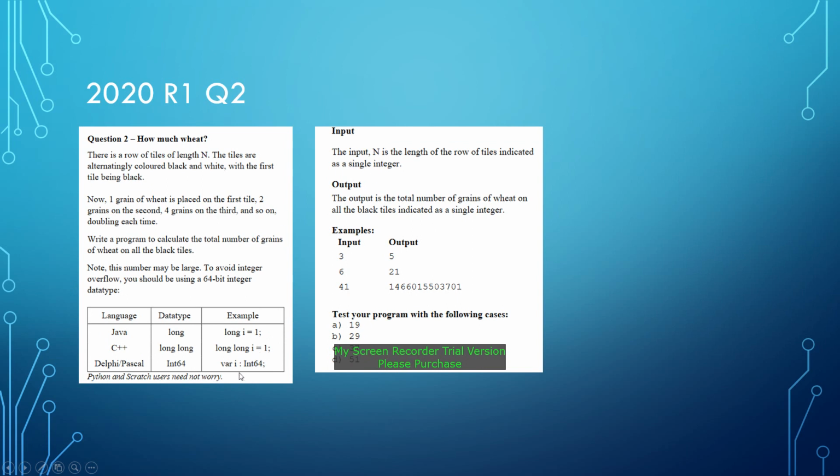Okay, so then we do this so you can see, because for example, if you go to 41, you get a very big number because we count only the black tiles. So there's a few duplications in between that we skip. Right, so the input is n, which is the length of the row of tiles indicated as a single integer, and the output is just the total number of grains of wheat on all the black tiles, indicated as a single integer. So if we start on the first black tile, we count this, we skip the white one, we count the black one, skip the white, count the black, skip the white, count the black.